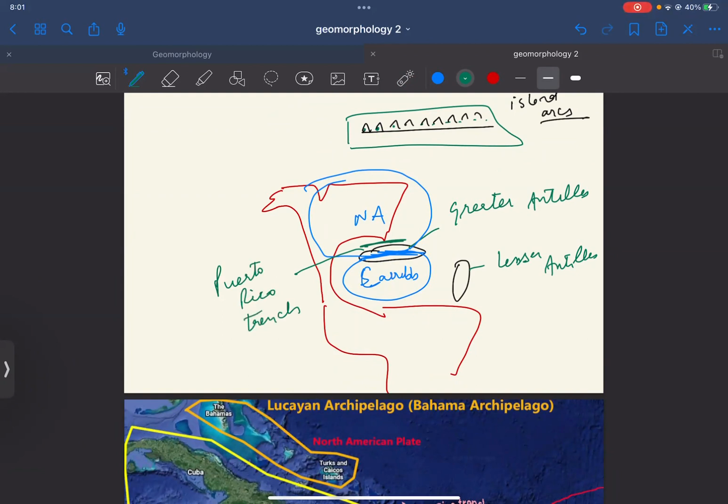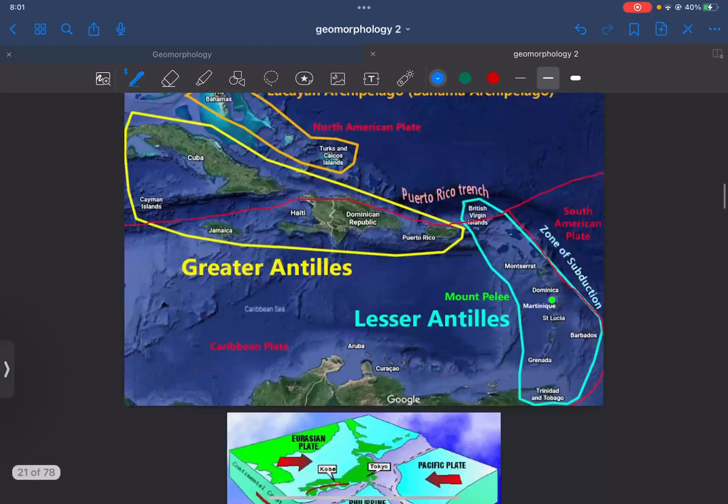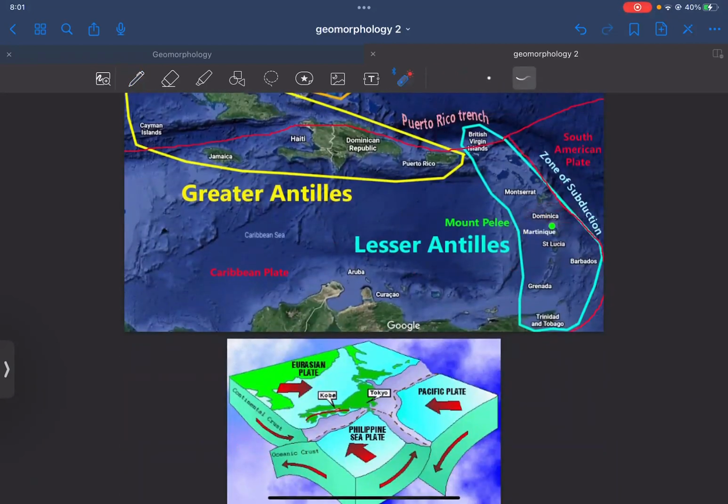Right. Likewise, we have another set of islands, Lesser Antilles. They have been formed by Caribbean plate, and over here we have South American plate. So through convergence of Caribbean and South American plate, it led to the formation of Lesser Antilles. So Lesser Antilles include Dominica, Saint Lucia, Grenada, Barbados, British Virgin Islands, Trinidad and Tobago. And these are the few islands where recently Vice President of India also visited. Right? We'll see the places in news of the current affair.